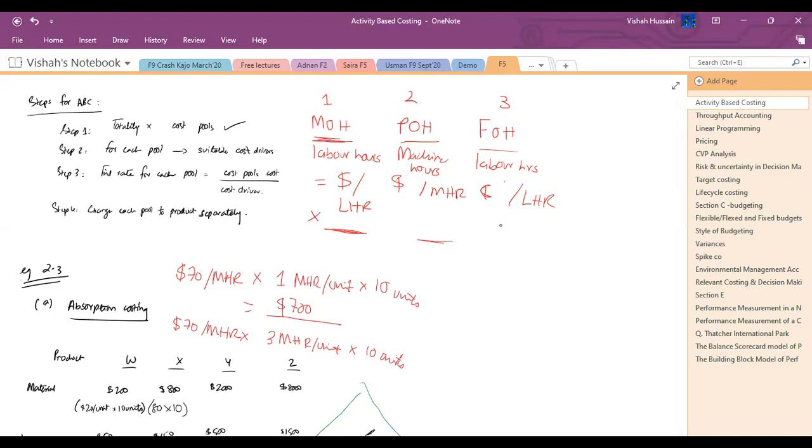Third thing, absorption had only one overhead absorption rate because of the totality concept. But over here, we are charging different overhead absorption rates based on the number of cost pools we have.